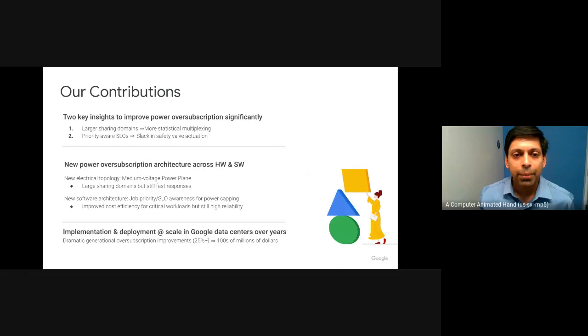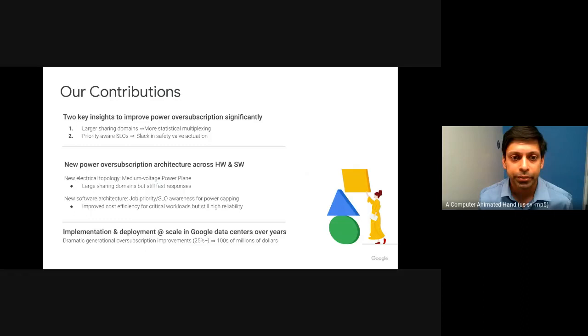Our paper identifies two key insights to propose a novel design. Specifically, leveraging data at scale from Google, we show that larger power sharing domains enable more power oversubscription, and we can utilize the fact that not all workloads are of equal importance. Thus, if we have low priority tasks which can tolerate more disruption within their SLOs, we can shed them opportunistically and also achieve higher power oversubscription.